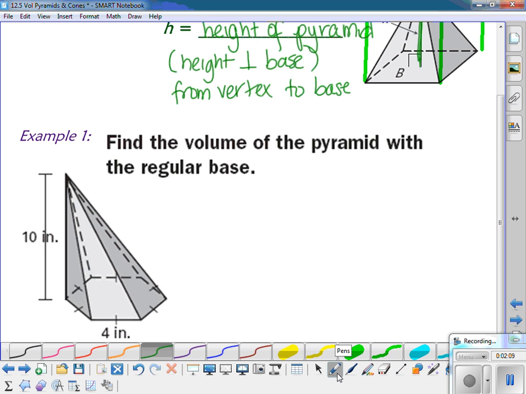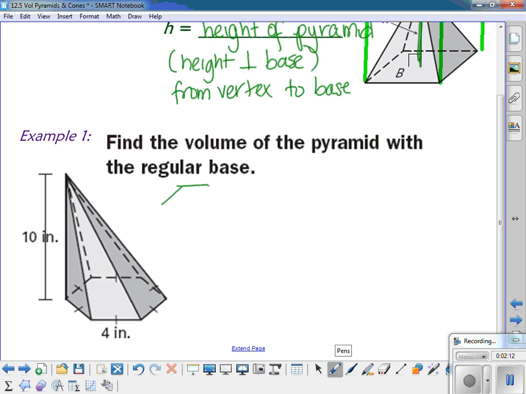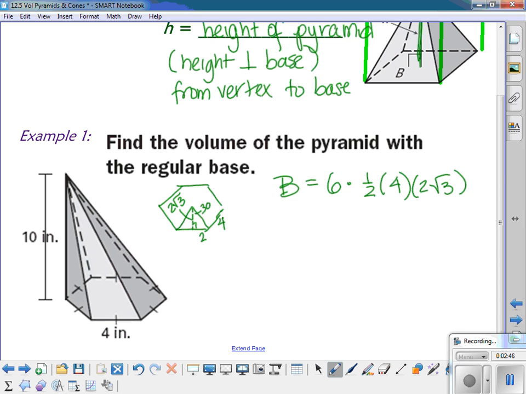So if I count the sides, I can see that's a hexagon. And the side lengths are 4. Central angle is going to be 60 degrees. When I cut it in half, that becomes a 30, 60, 90. Half my side is 2, and so my apothem is 2√3. So the area of the base is going to be 6 triangles times 1/2 base times height. And so that comes out to 24√3.